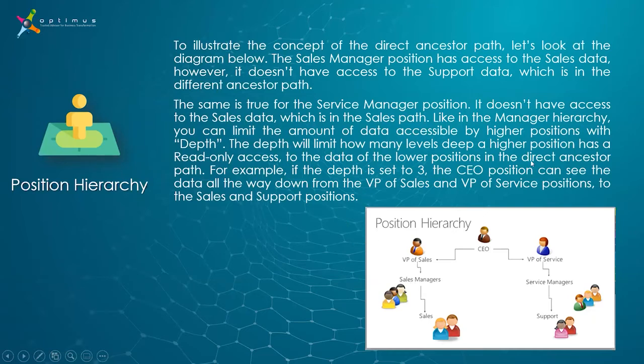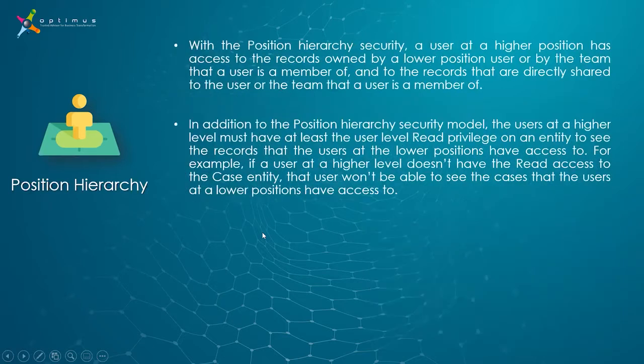Okay. For example, if the depth is set to 3, the COO position can see the data all the way down from the VP of the services position to the sales support position. So it is a good way to work. And basically, if you want to just separate the information, it is something that is going to work. Even if you don't have business units, that's a good way to start. But again, you need to have all the elements in place. I mean, you need to understand the roles, you need to understand the business units, and you need to understand the teams. And after that, you need to understand this model. Okay.